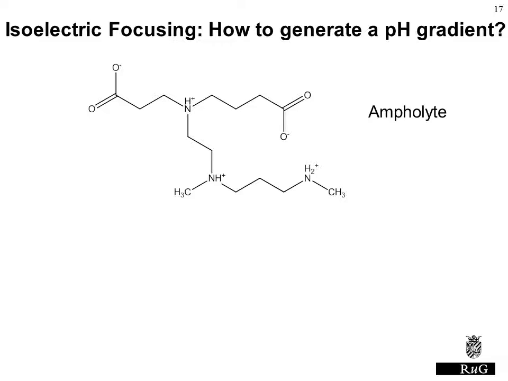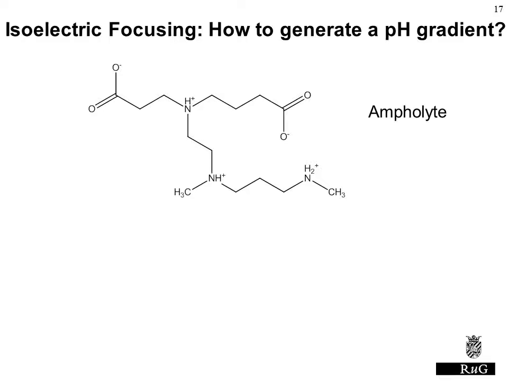On the top here you see a typical ampholyte molecule. It's a small amino acid derivative with carboxylic acid and amino groups. Taken together, this ampholyte will have a slightly basic isoelectric point because it has 3 amino groups and 2 carboxylic acid groups. In an electric field, it will migrate to its isoelectric point and stay there.